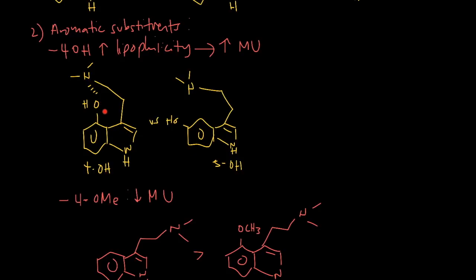If you increase the lipophilicity by adding this 4-hydroxyl, you increase the penetration into the blood-brain barrier. Therefore, you increase the mescaline units. Over here, the 5-hydroxy is too far for the open amine to form a bond here. Therefore, it can't really form the intramolecular bond. However, here, the hydroxyl is close enough for the amine to form that bond, whereas a 5-hydroxy over here isn't close enough.